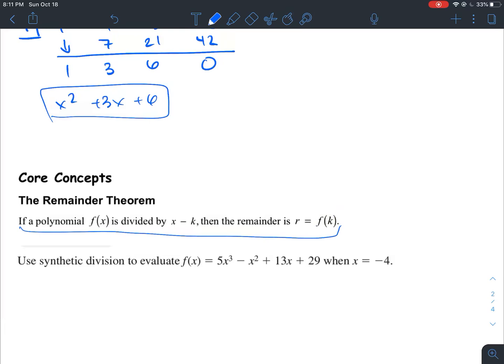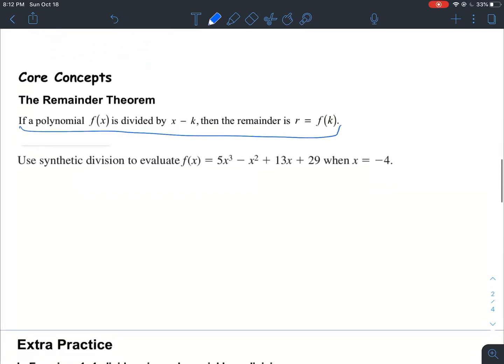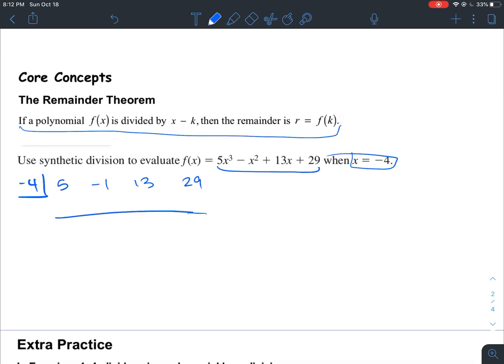So as an example, first of all, let's use synthetic division here. So when x is negative 4, we put negative 4 up here, right? And then we write down the coefficients we have right here: 5, negative 1, 13, and 29, right? And let's write this out. So we drop the 5.